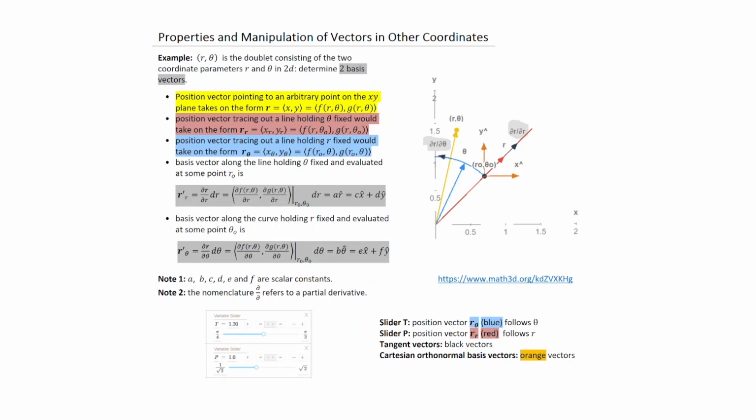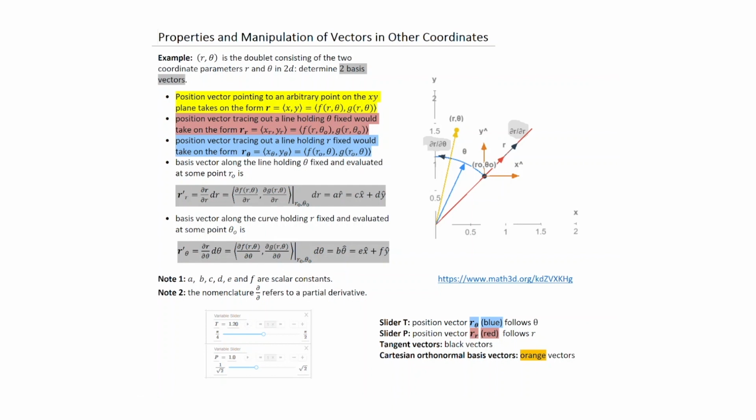The red vector that you see is a position vector tracing out a line holding the value of θ fixed, and it would take on the form r subscript r, x subscript r, y subscript r. Again, it will be a function f of r, θ, but in this case, since θ is held fixed, θ naught represents a fixed value of θ. Similarly, g(r, θ naught), θ naught represents the constant value of θ. The position vector tracing out a line holding r fixed, which is the one in blue, would take on the form r subscript θ. And in this case, basically, r is held fixed at r equals r naught.